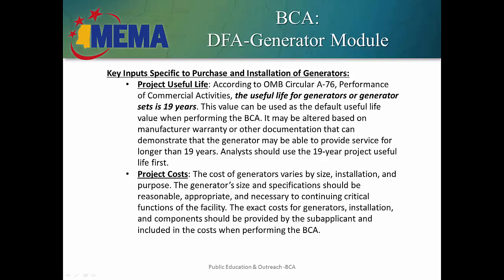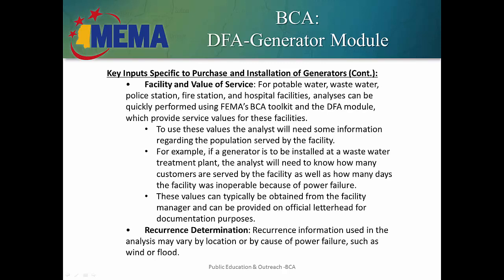Project costs. The cost of generators varies by size, installation, and purpose. The generator's size and specifications should be reasonable, appropriate, and necessary to continuing critical functions of the facility. The exact costs for generators, installation, and components should be provided by the subapplicant and included in the costs when performing the BCA. The next key input is the facility and value of service.